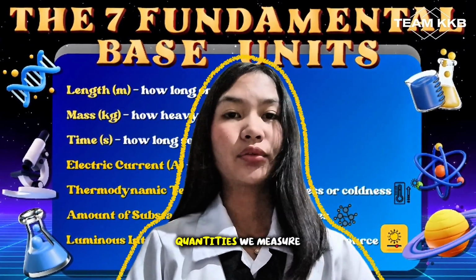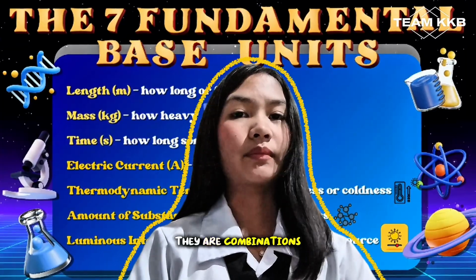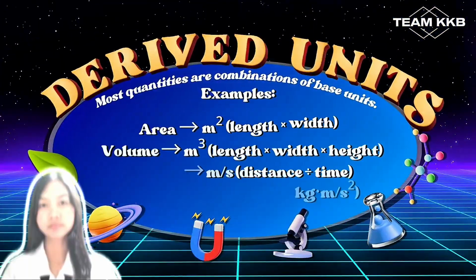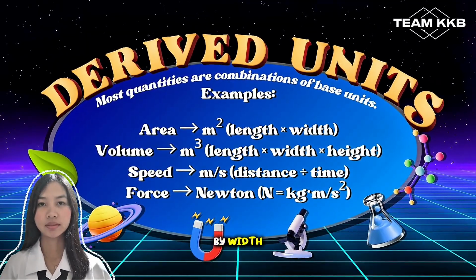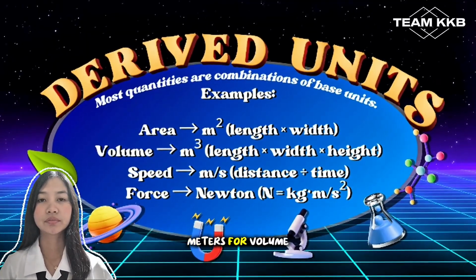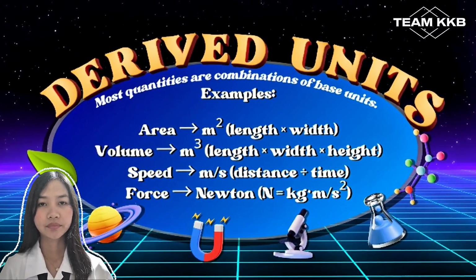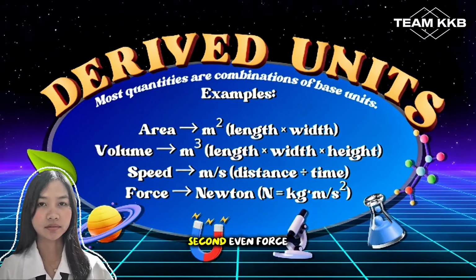Most of the quantities we measure aren't just one of the 7. They are combinations of them. These are called derived units. For example, when we calculate area, we multiply length by width, giving us square meters. For volume, we multiply 3 lengths, resulting in cubic meters. For speed, we divide distance by time, giving meters per second.